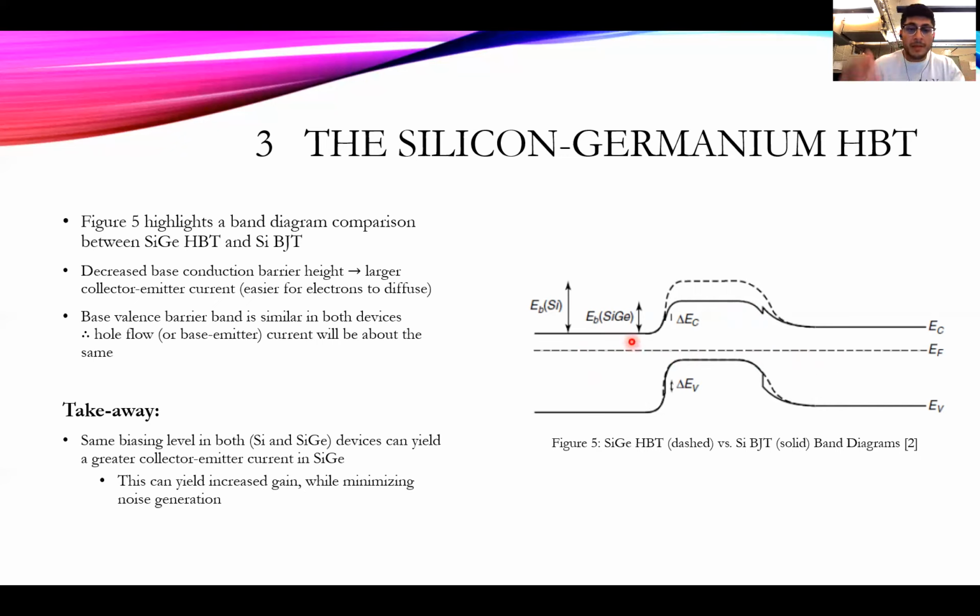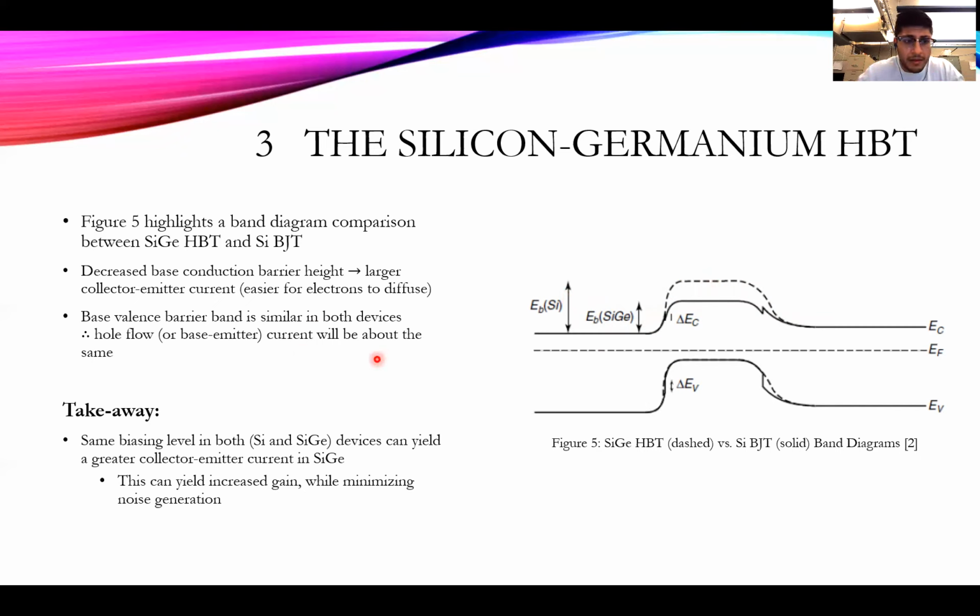We can also notice how the conduction band barrier right here is decreased compared to the silicon. What that translates to is that at a particular biasing level, it takes less energy for these electrons to diffuse over into the base and then down into the collector. So if this barrier is decreased, at a lower biasing level we can achieve an increased collector to emitter current.